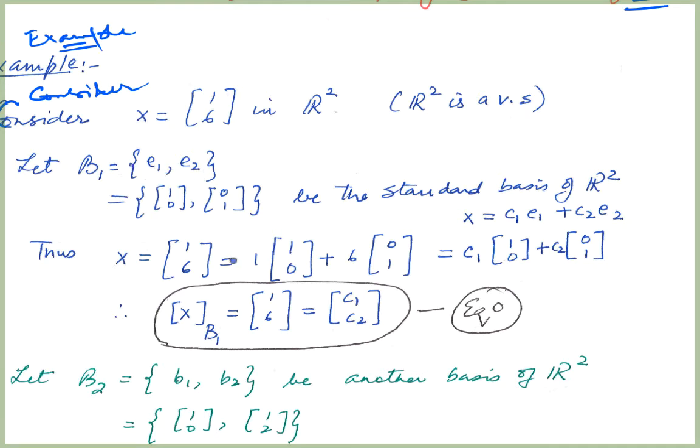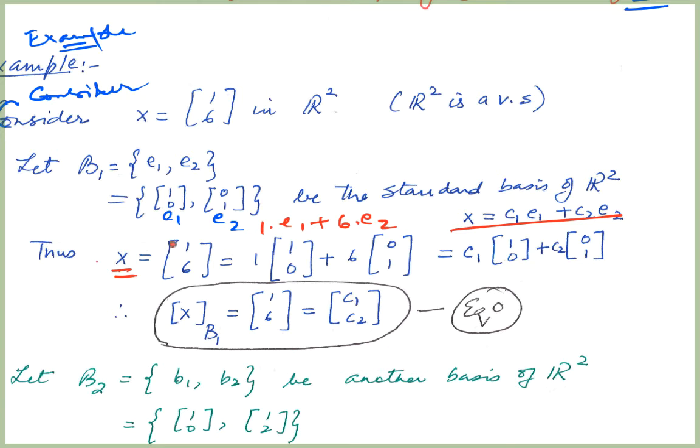In other words, my x, (1, 6), can be written as 1 times (1, 0), which is my E1 here, and 6 times (0, 1), which is my E2. So this vector x in R2 can be written as a combination: 1 times E1 plus 6 times E2. See this one here. Now we're going to say my C1 is 1 and C2 is 6.